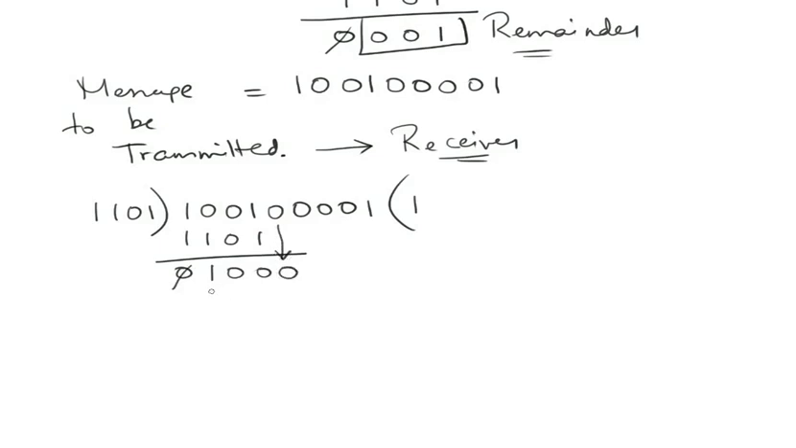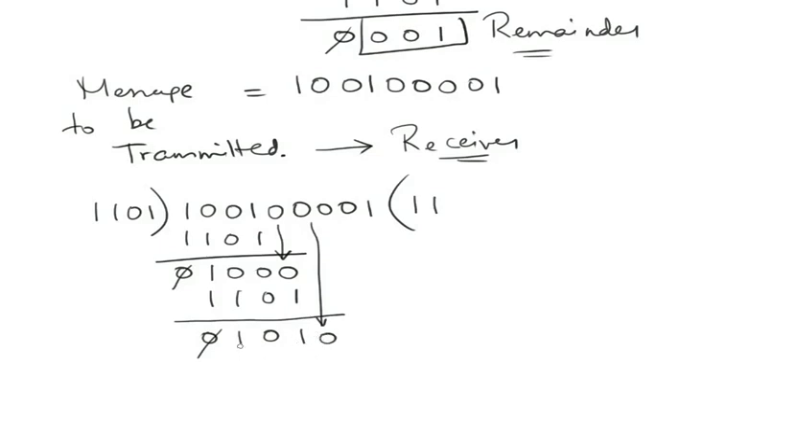The first bit is a 1, so put a 1 here. 1 times 1101 is 1101. Again, even number of ones is 0, odd number of ones is 1. This is 0, odd number of ones is 1. Discard the first 0, bring the next bit down, which is 0.